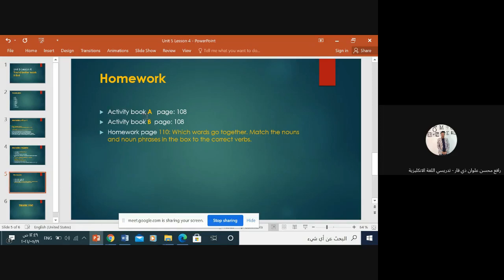So the homework for just activity book A, page 108, activity B, page 108. Also we have the homework on page 110, which is to match the nouns and the phrases in the box to the correct verbs.